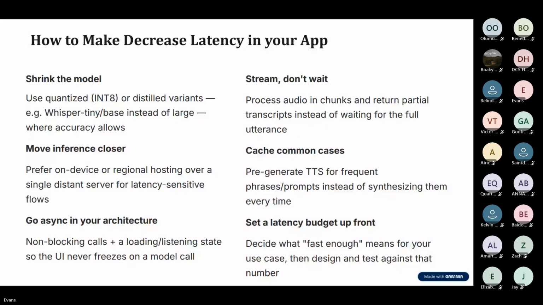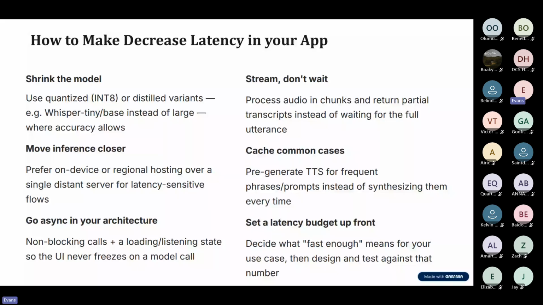And also you can cache common cases, right? So there are some sentences that you think are very predominant, people say it often, or some words people say. You can cache them so that the moment they pass through, the model doesn't do any processing. It just fetches it from the cache memory and serves it to the user.